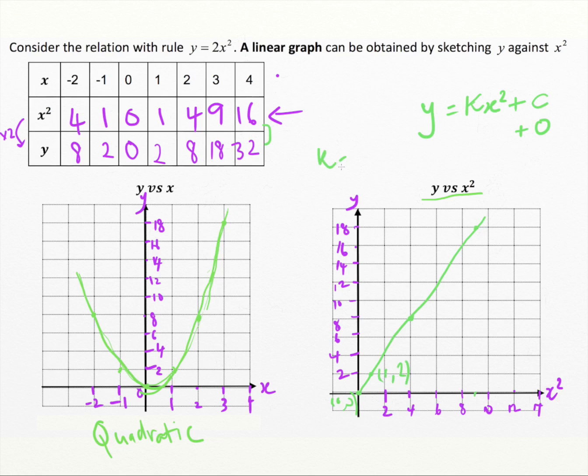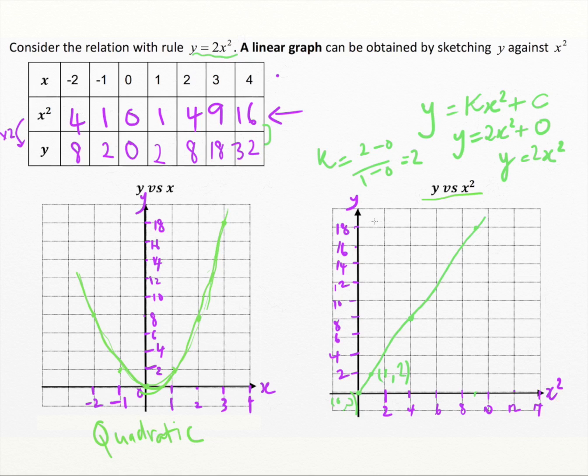So in this case, we're calling our gradient k, it's y2 minus y1, so that'll be 2 minus 0 over 1 minus 0, which will give me 2. And so y is going to be equal to 2x squared plus 0, which will give me y equals 2x squared. Now we already know this because that's the rule that they gave us, but if they didn't give us a rule and they only gave us numbers to plot on, this is how we would go about doing that.